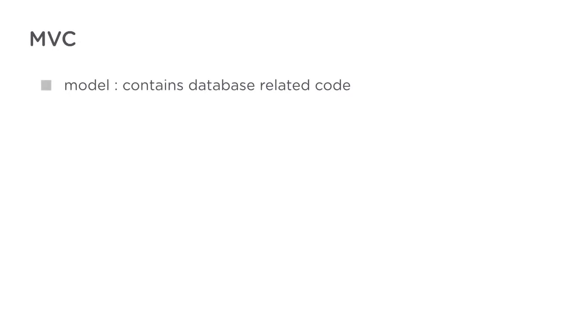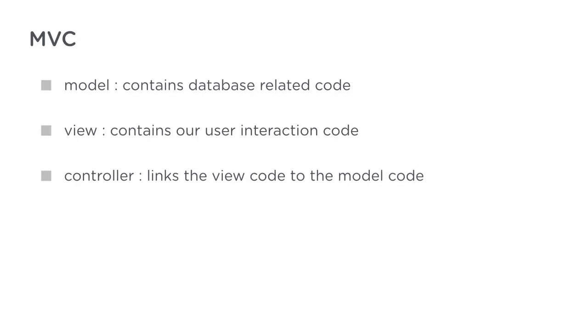The model. It contains database-related code. The view. It will contain our user interaction code. The controller. It links the view code to the model code, as well as a few other miscellaneous items. As your experience grows, so will your understanding and opinions of what MVC means to you.